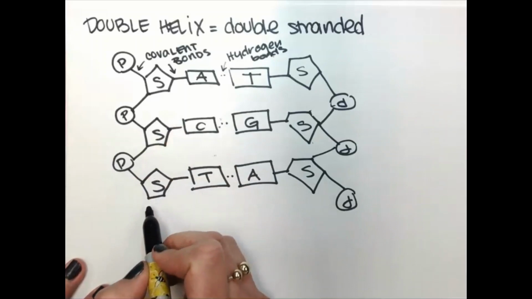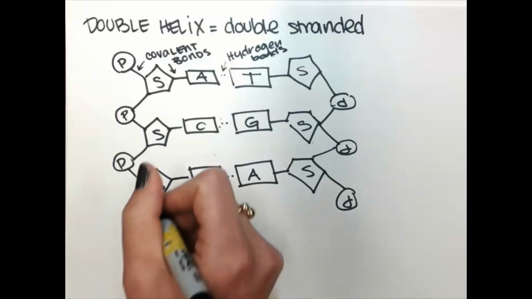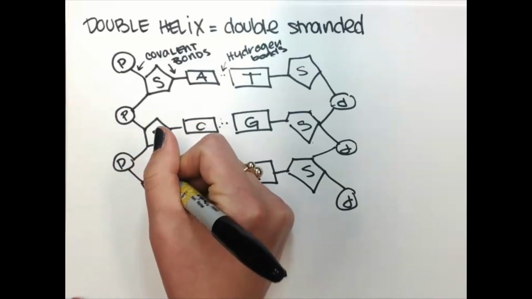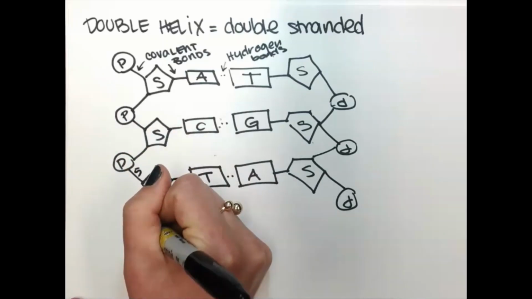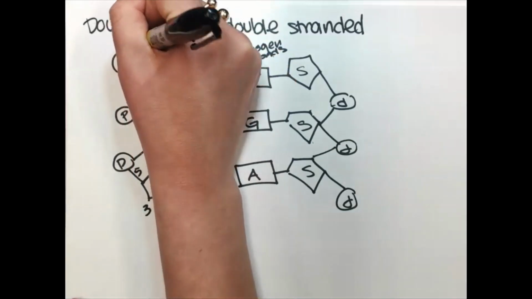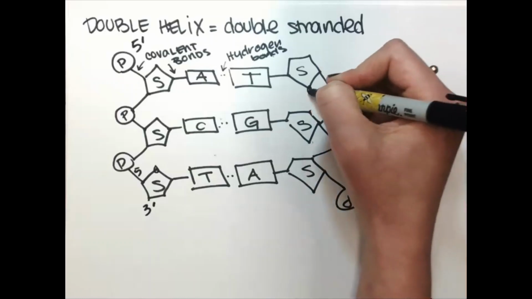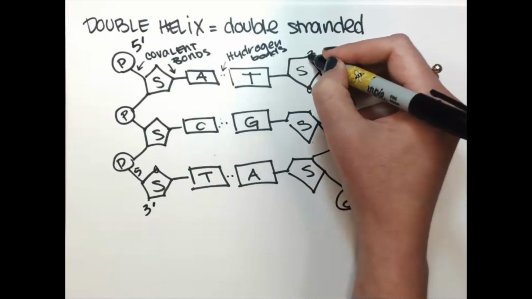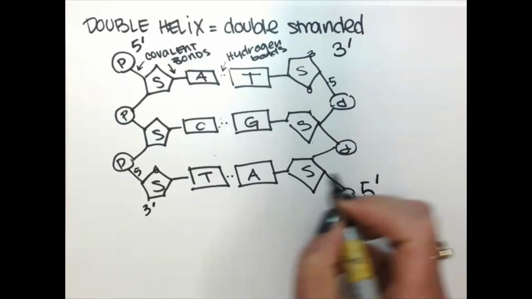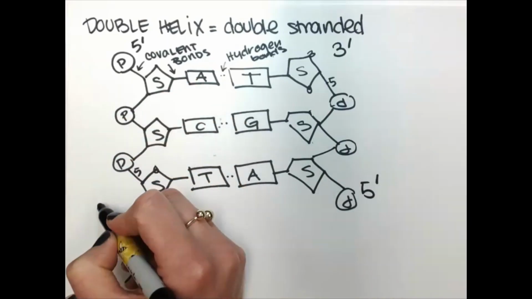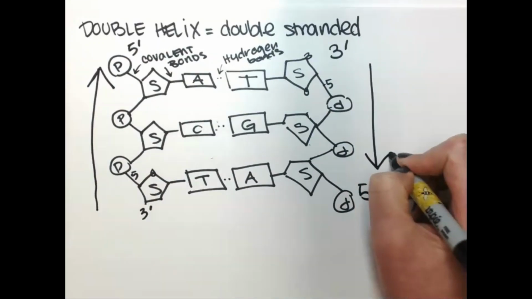So you may also notice that these are pointing in different directions. So let's go back to that whole 5-3 thing. Well, this is my oxygen. I have 1, 2, 3, 4, 5. So this is my 3' end, and this is my 5' end. And then here, again, if this is my oxygen, 1, 2, 3, 4, 5. Well, this is a 3' end, and this is the 5' end. So if I look at it from 3 to 5, they go in opposite directions.